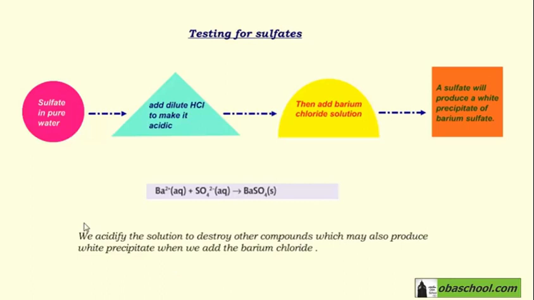So why do we acidify the solution? To destroy other compounds which may also produce white precipitate when we add the barium chloride. So this is the test for sulfate.